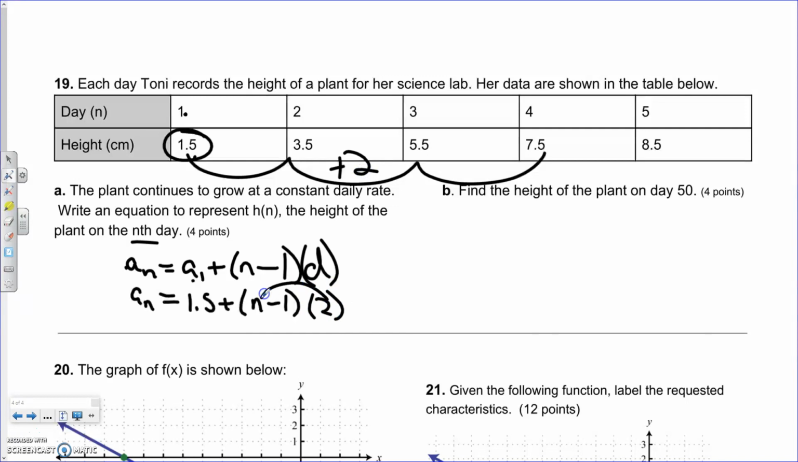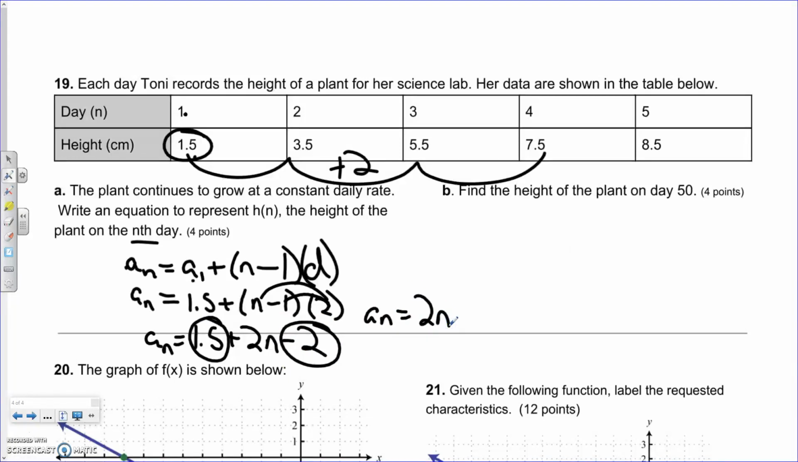So 2 times n is 2n, plus 1.5, and then 2 times -1 will be -2. To simplify this and get our answer, we just combine the 1.5 and the -2. When we do that, we get a sub n equals 2n, and then 1.5 minus 2, which is -0.5. So there's our solution for A.